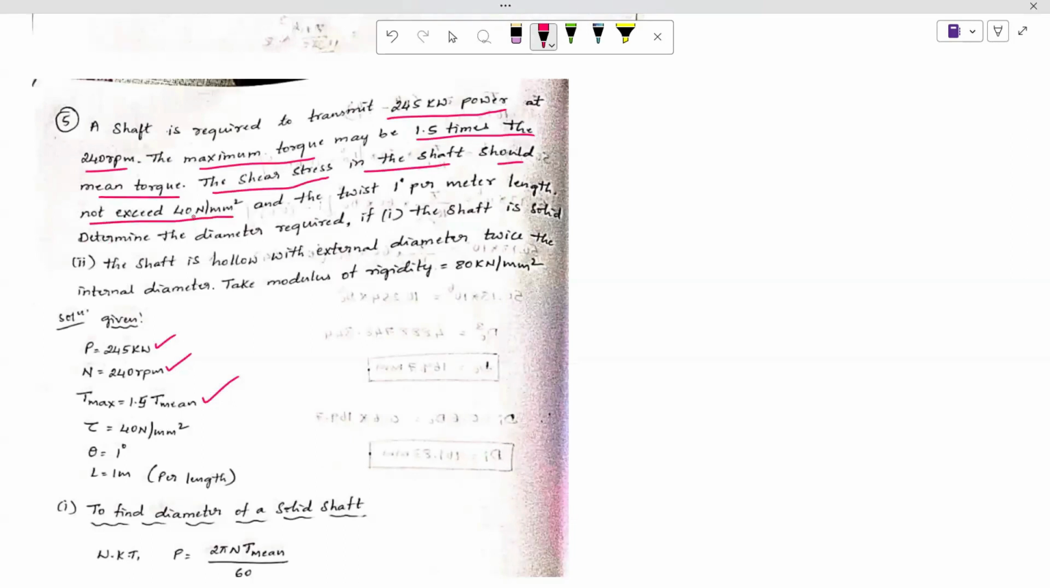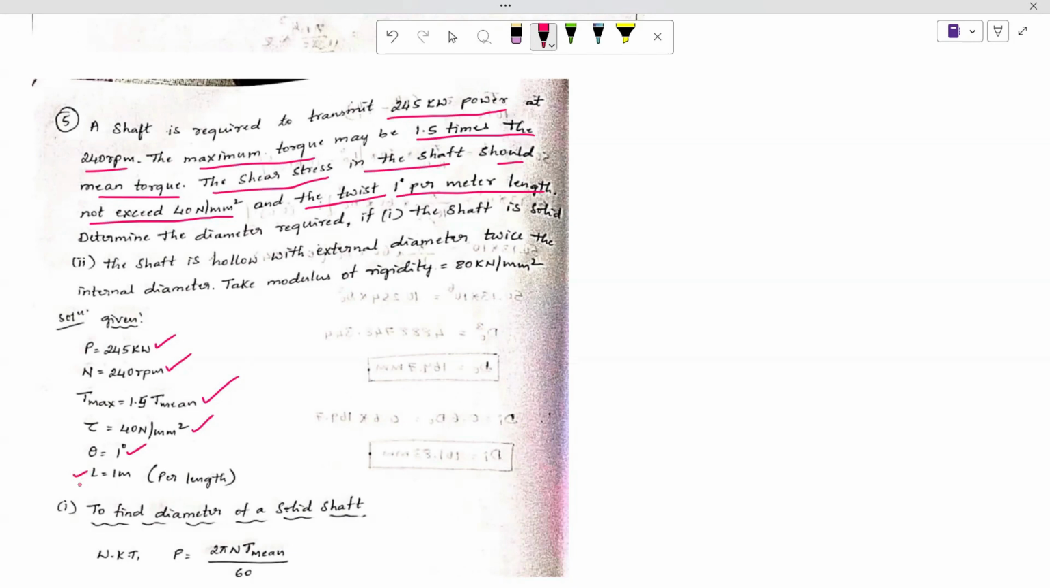That means there is a maximum torque, maximum shear stress. The shear stress in the shaft should not exceed 40 Newton per millimeter square. Tau is 40 Newton per millimeter square. And the twist is 1 degree per meter length. That means 1 meter.